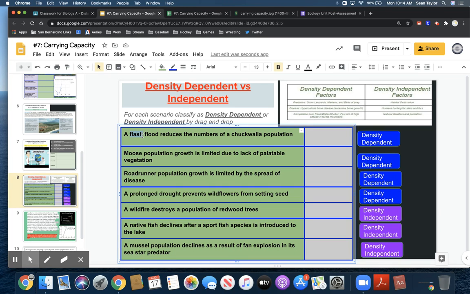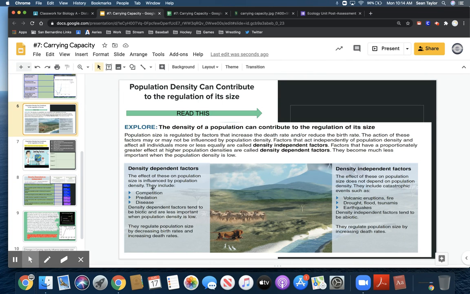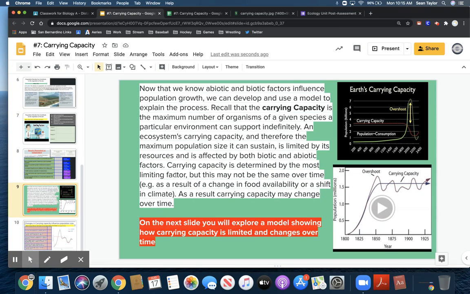Is that biotic or abiotic? If it's abiotic, it's probably density independent. If it's more biotic, it's probably more density dependent. And again, competition, predation, disease, resources is density dependent. Natural disaster type of things are a little bit more density independent.